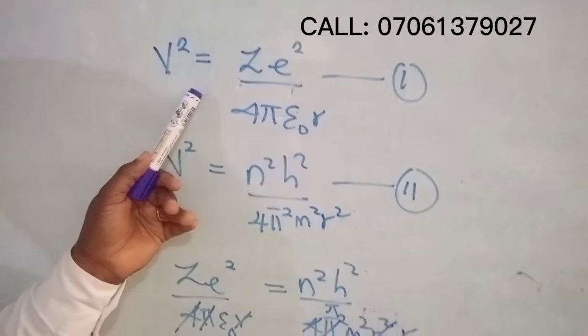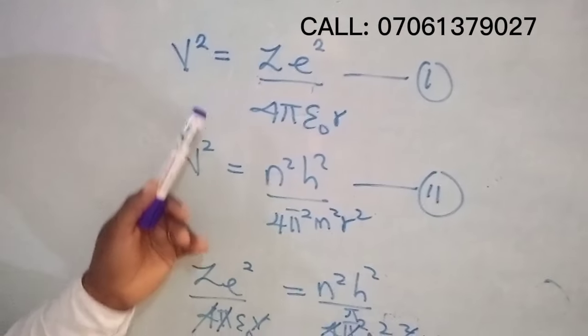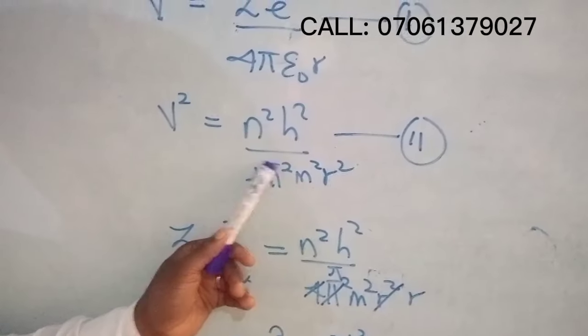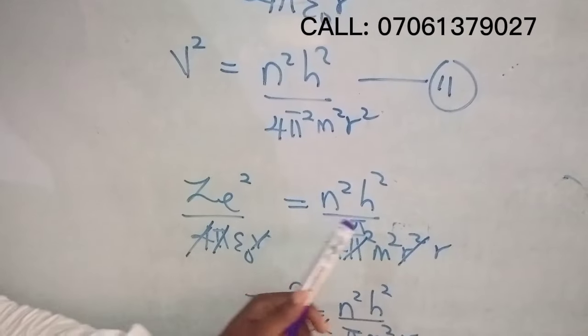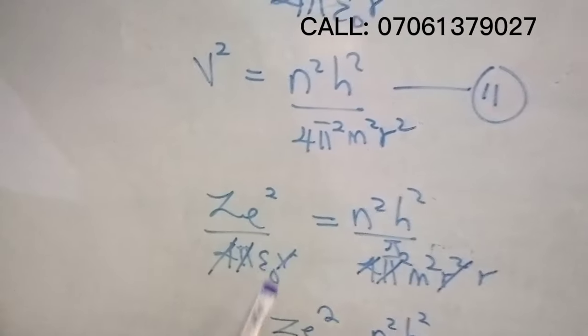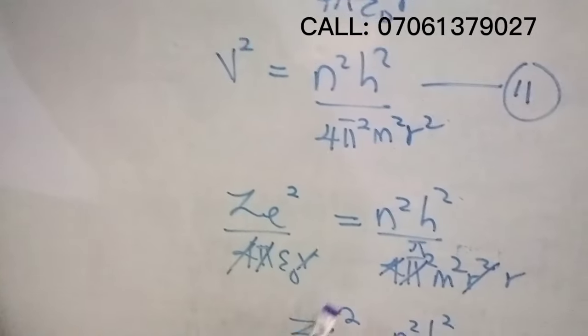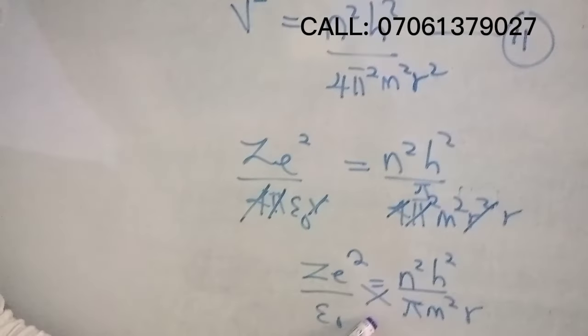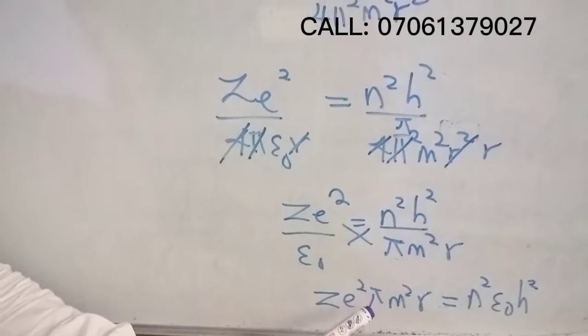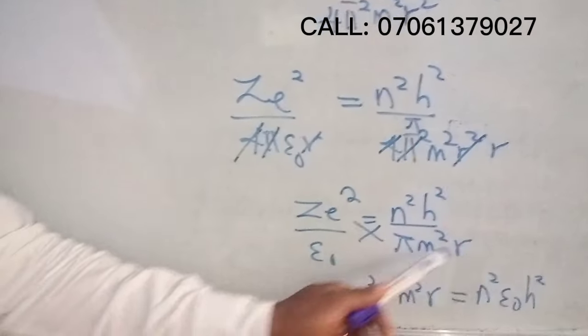So we started from here, this is equation 1. And here, this is equation 2. And now here we equated 1 and 2. So we can make R here the subject of the formula. So here we are cross multiplying. So we can make R here the subject of the formula.